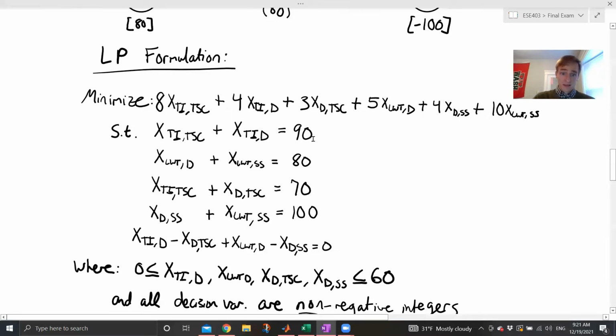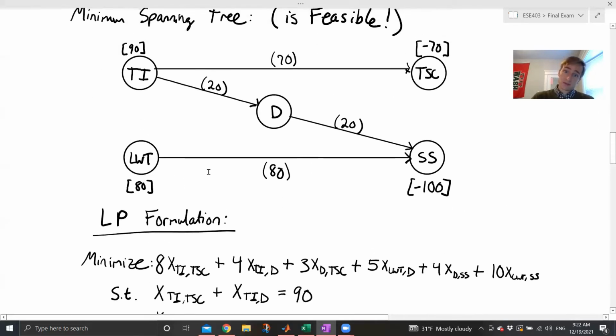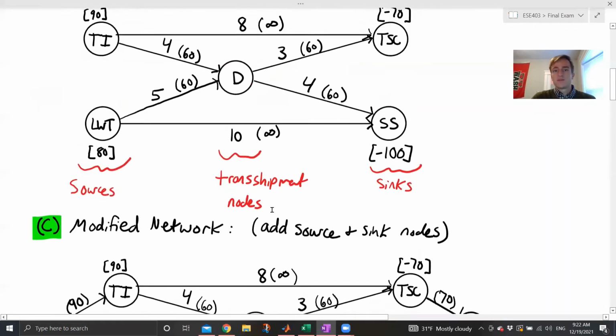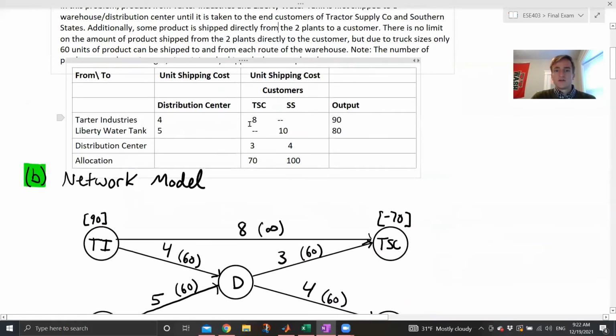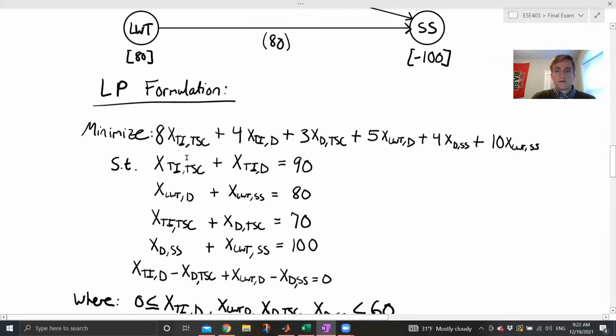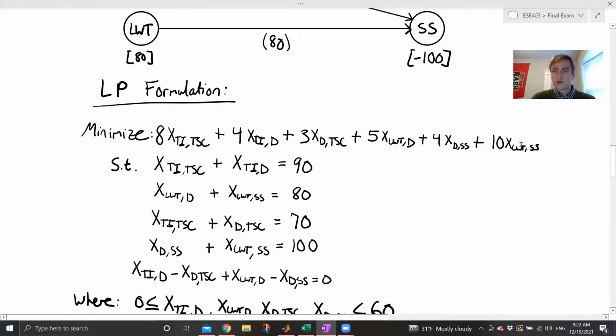So we want to minimize 8 times x from TI to TSC, and that's directly from the table. As we scroll up here, this is the cost of sending something from TI to TSC. And so x from TI to TSC is the number of products. So that would be the cost, 8 times whatever we ship. And that's, as you can see, directly from that table. And so we want to minimize this objective function, while we're also still within these constraints.